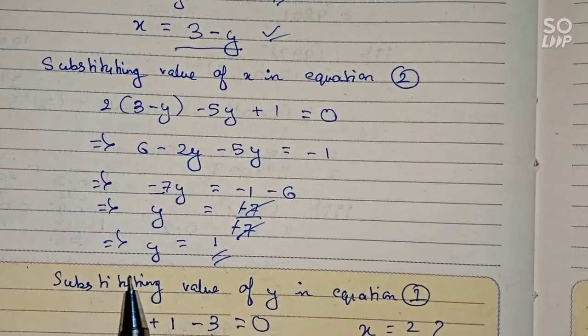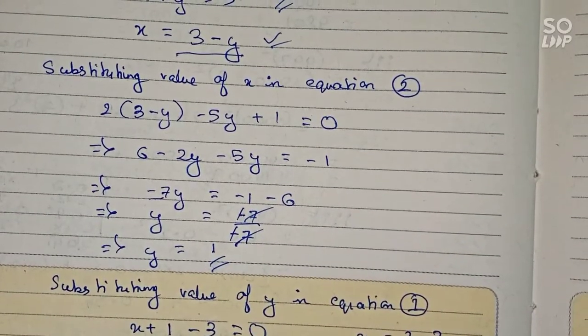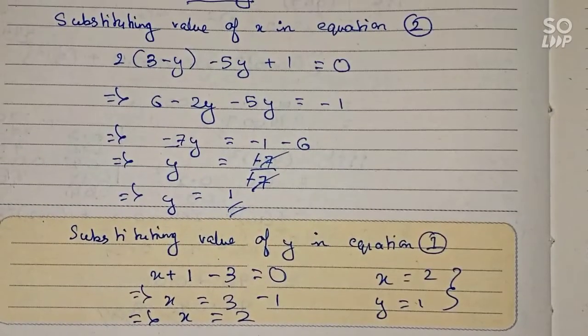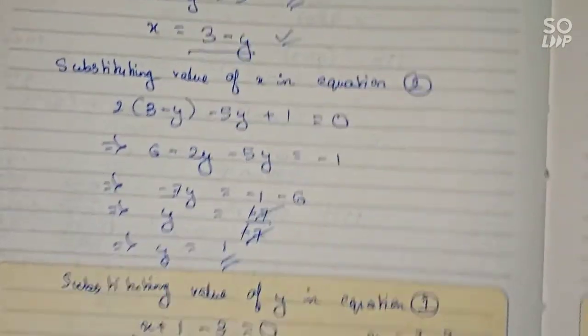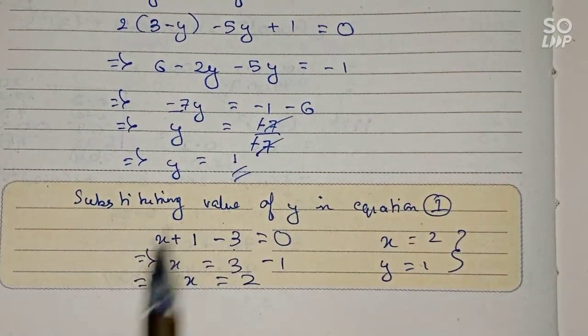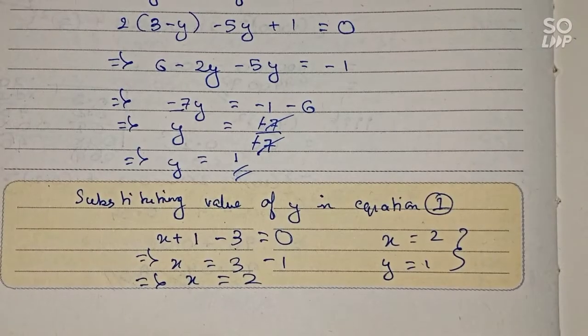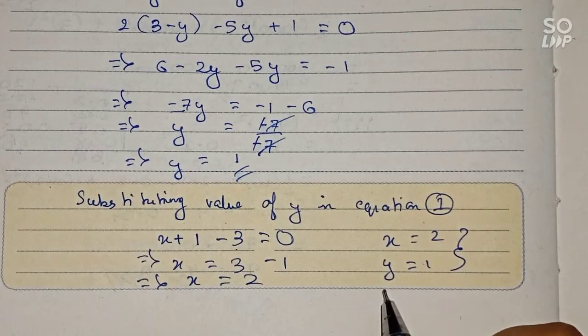Now as we get the value of y, I have to substitute the value of y in the other equation, other than the one in which we got the value of y. So the value of y is assigned to the first equation, and we get the value of x, that is 2. So our final answer is x is equal to 2 and y is equal to 1. Now that you have understood the substitution method, I will go for the elimination method.